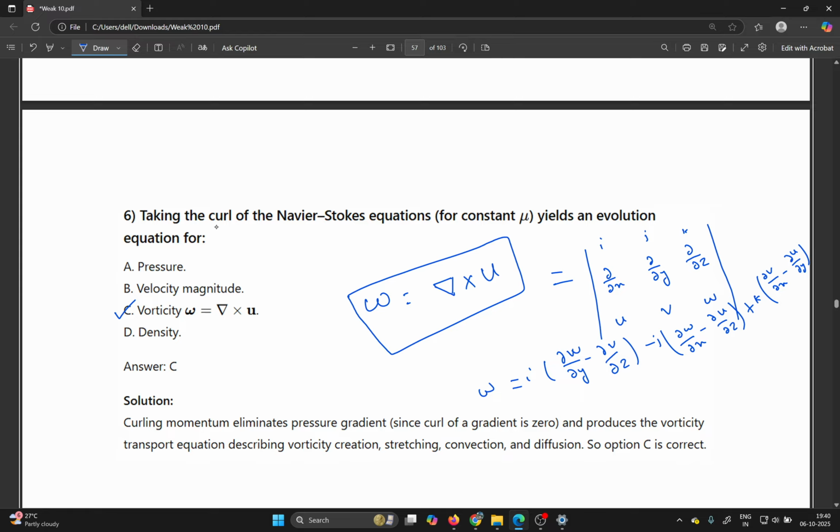But here the question is, taking the curl of the Navier-Stokes equation, you will come up with the vorticity. Here some concepts are given. Curling the momentum equation eliminates the pressure gradient, since the curl of a gradient is zero, and produces the vorticity transport equation describing vorticity creation, stretching, convection and diffusion. These are some concepts you can go through.